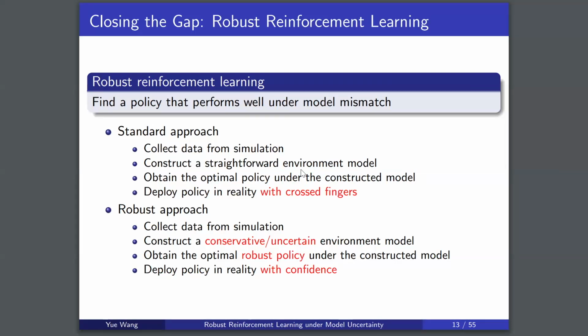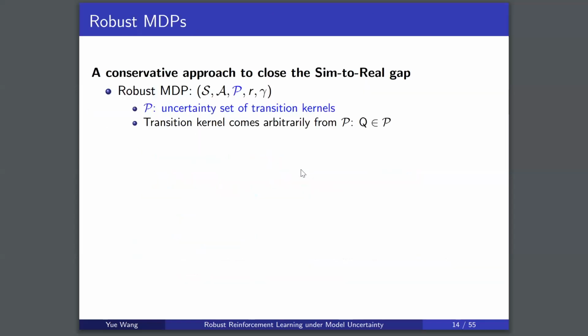So as you can see, compared to the standard approach, the robust approach will provide a theoretical guarantee on the real environment, and hence can close such a sim-to-real gap. So how do we construct this uncertain model, or how do we do the robust reinforcement learning?